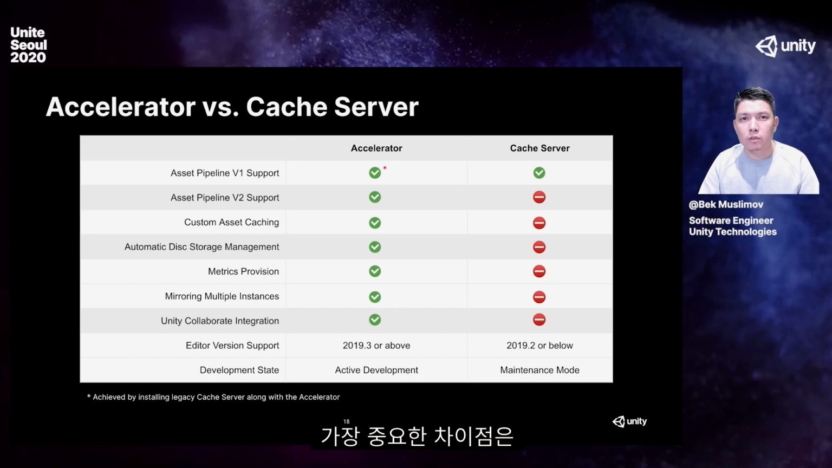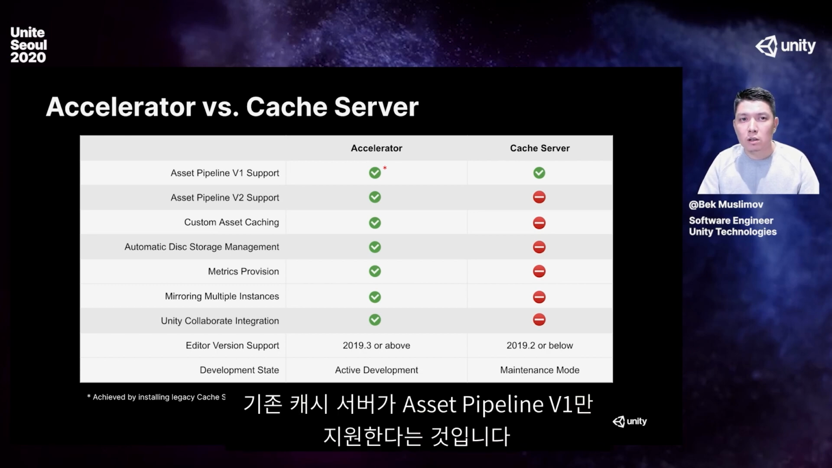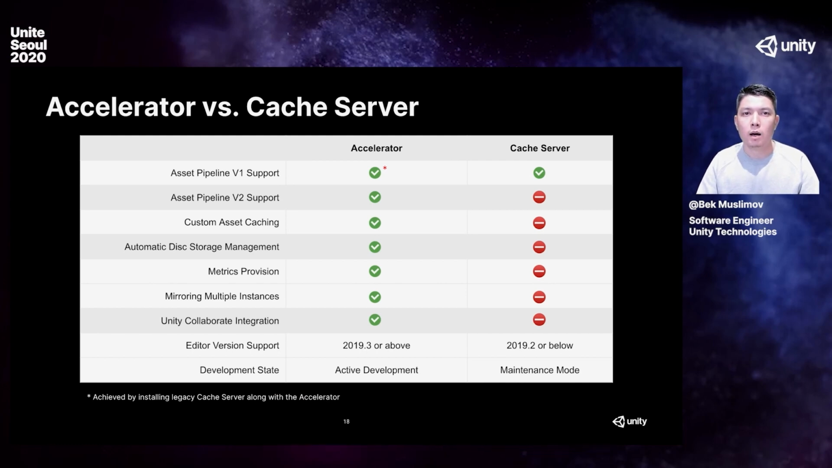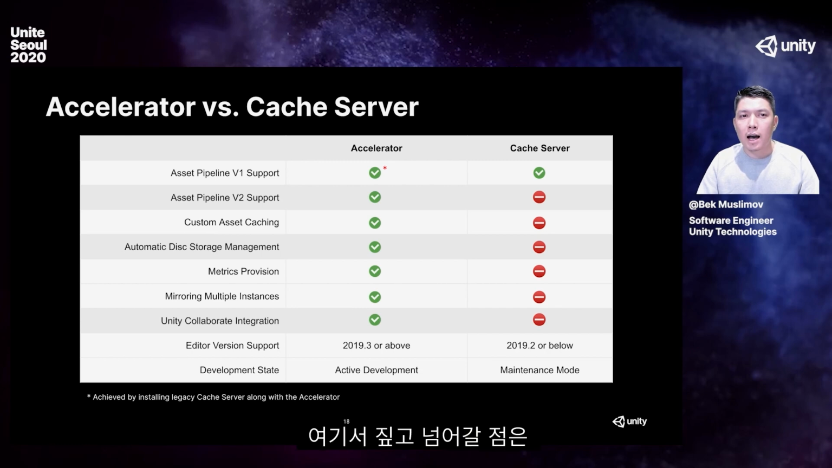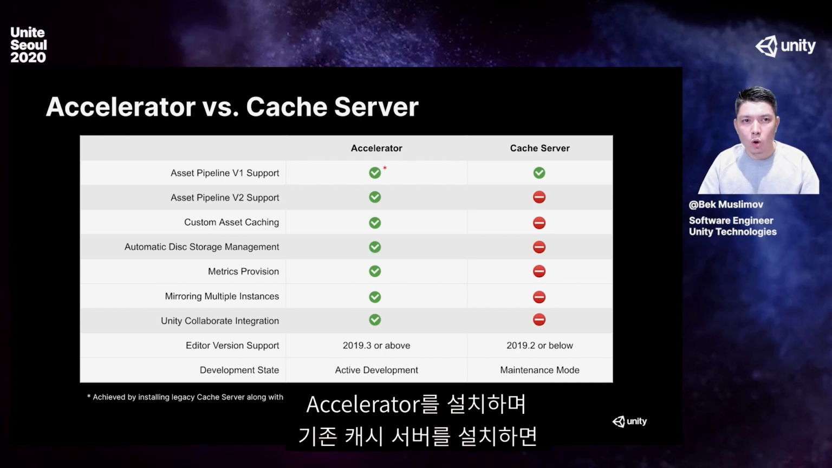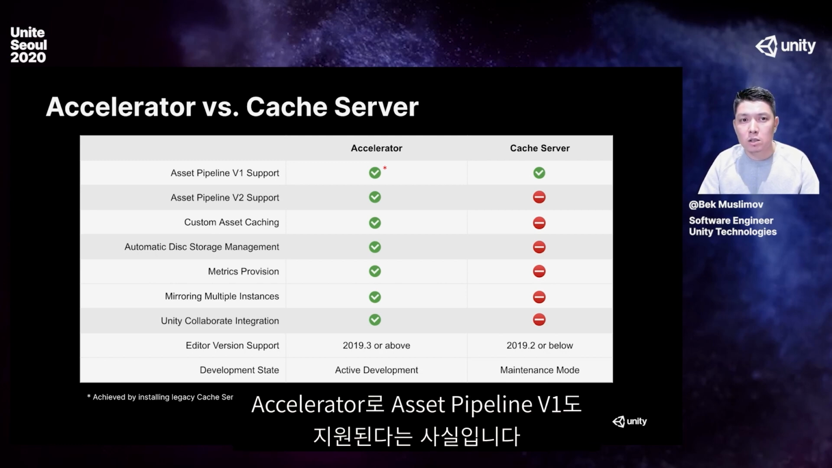The most important difference is that the original cache server only supports Asset Pipeline version 1, but the Accelerator adds caching support for both Asset Pipeline version 1 and version 2. I should mention here that the Asset Pipeline version 1 support in the Accelerator is achieved by installing the original cache server as a part of the Accelerator installation.